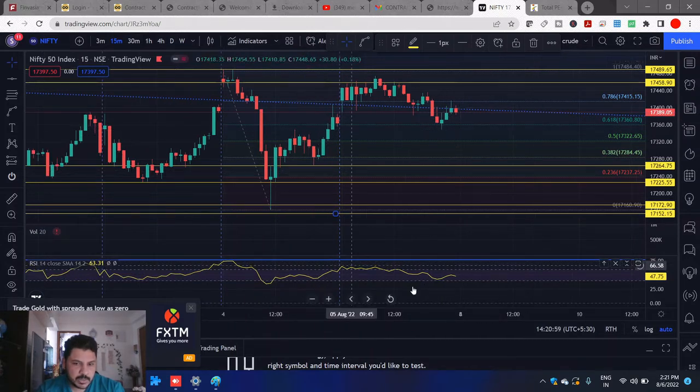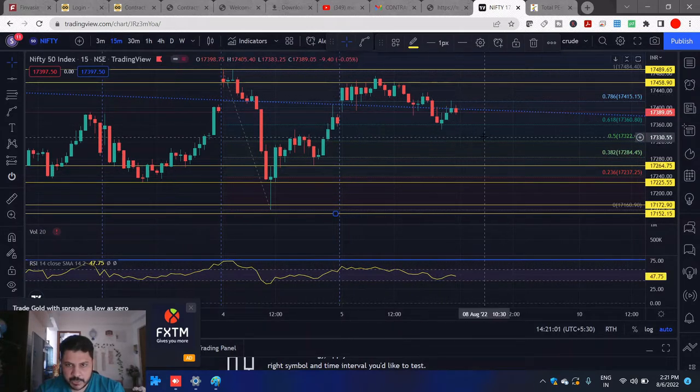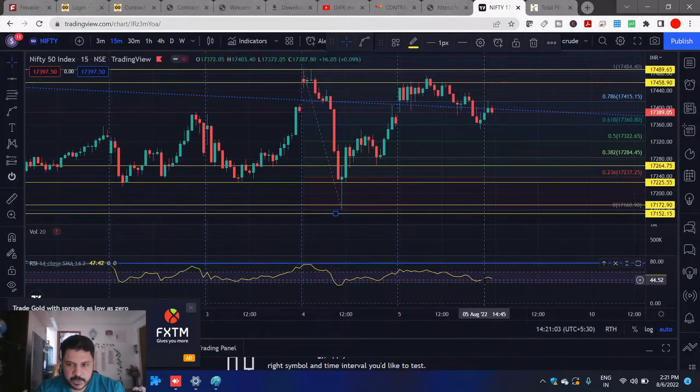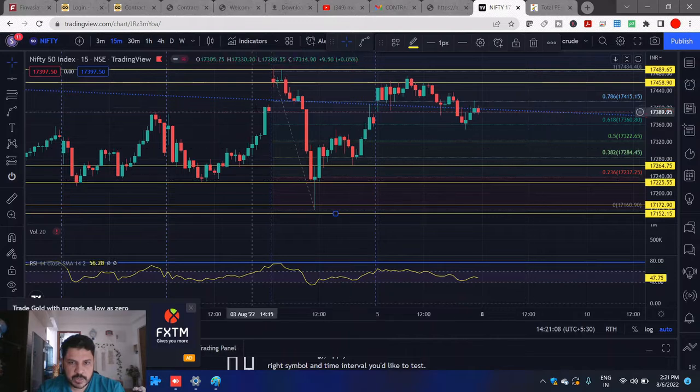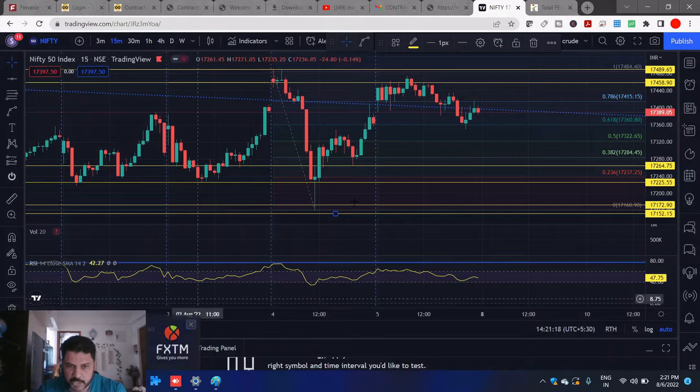So RSI is giving a divergence on a daily time frame. On a 15-minute time frame, it is still in a sideways mode. So if market doesn't do anything immediately, it can just drop into this zone and touch this zone, and stay in this spot. So this is how you should analyze the market.